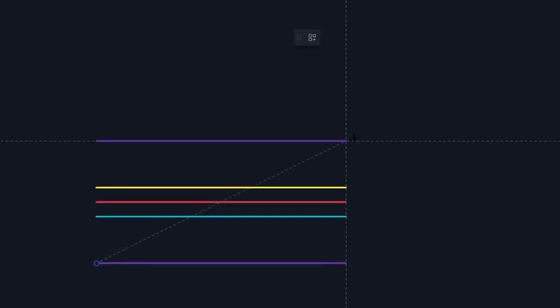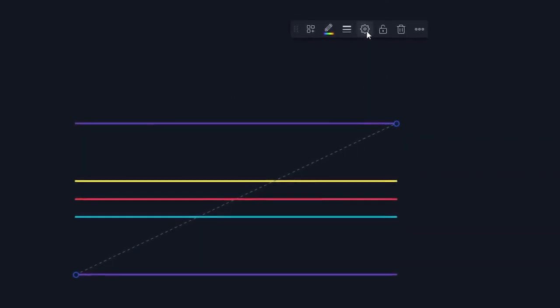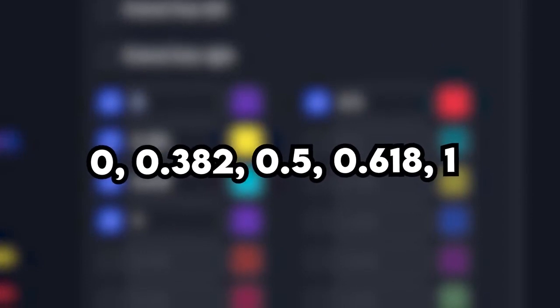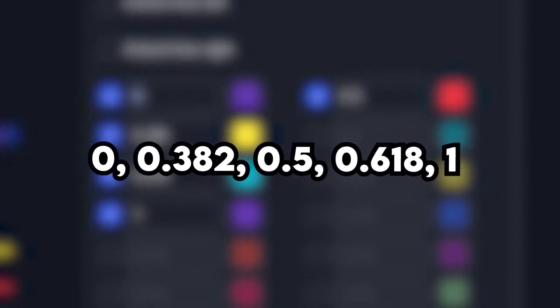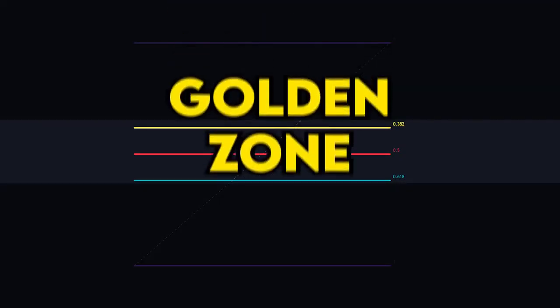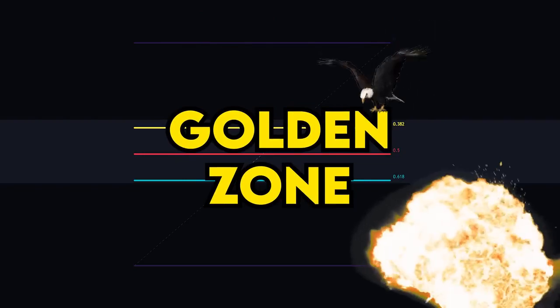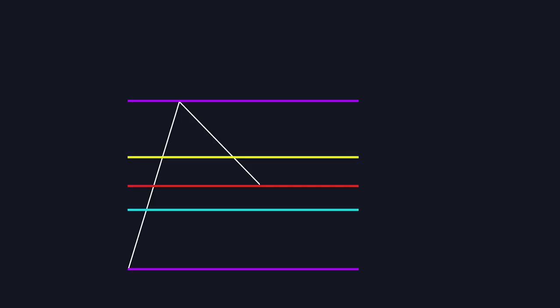Alright, now it's time to go over the best setting. I'll be using TradingView as my charting platform. If you need a link to it, I have one in the description. First, put your Fibonacci tool on your chart and then go to the settings. Here are the levels we'll be using: 0, 0.382, 0.5, 0.618, and 1, giving you something that looks like this. These three levels are the most important in what I call the golden zone. The golden zone is where price is most likely to pull back and reverse.